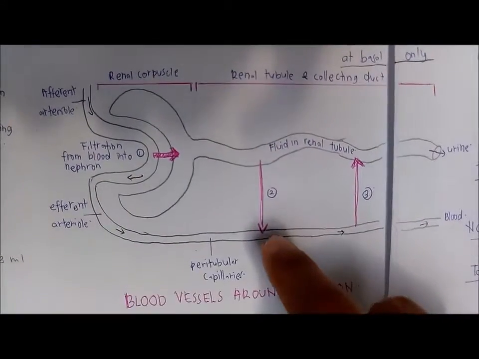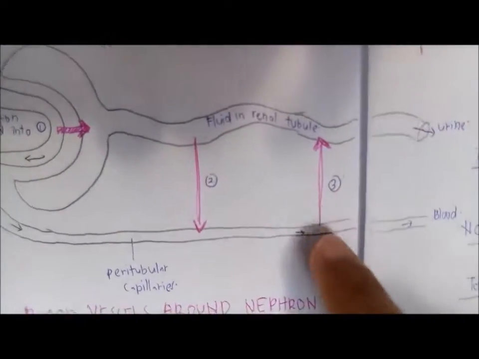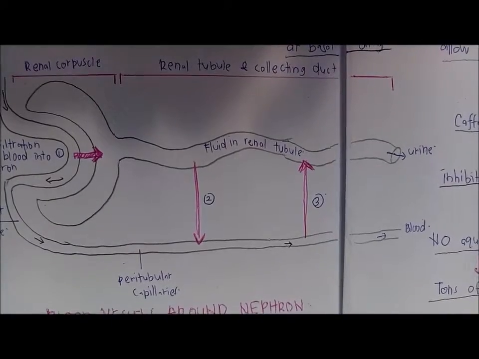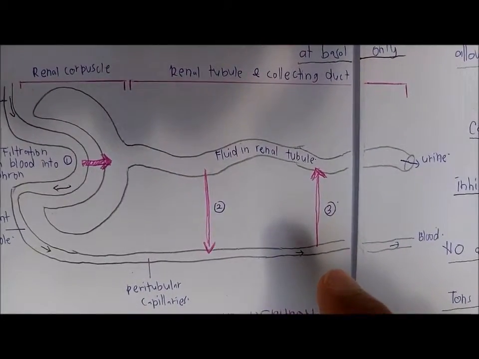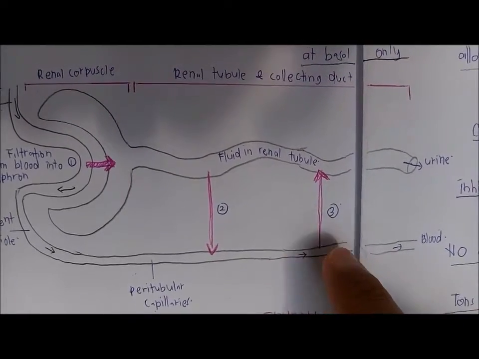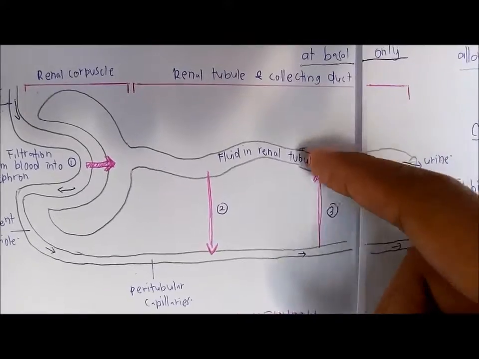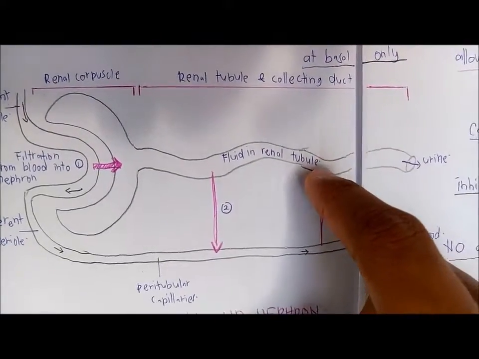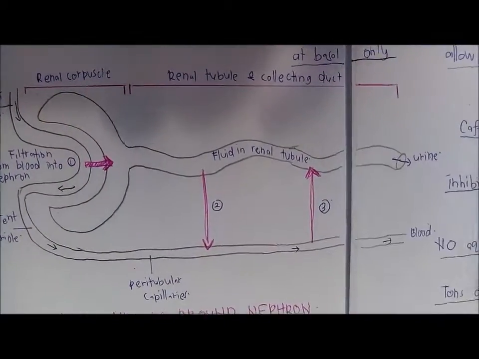And then the third function is tubular secretion. For tubular secretion, it will remove the additional waste from the blood and be secreted into our nephron here. So the waste will be secreted into the urine. So that's all for the functions.